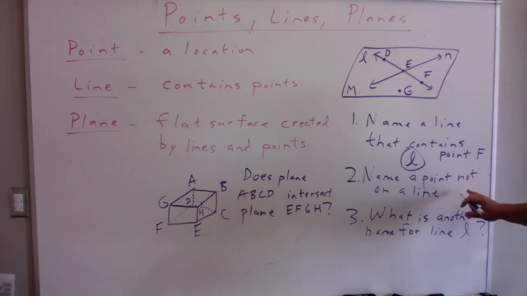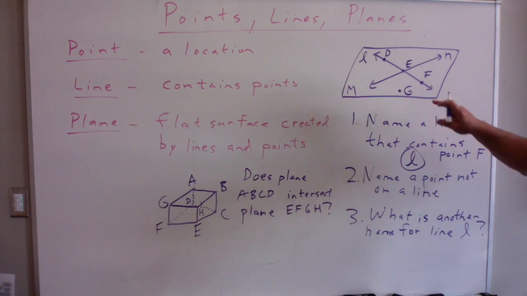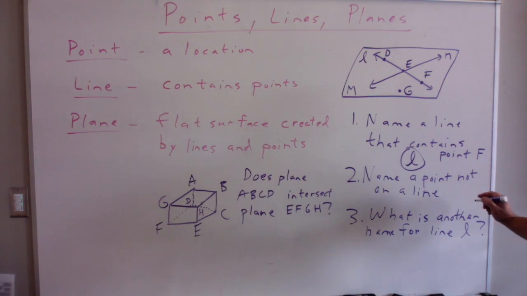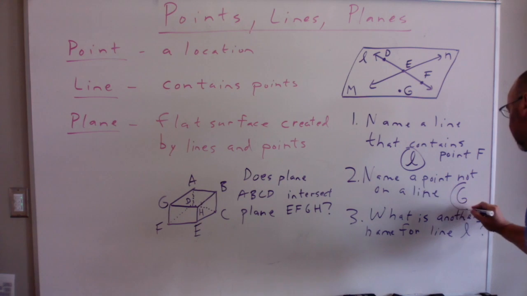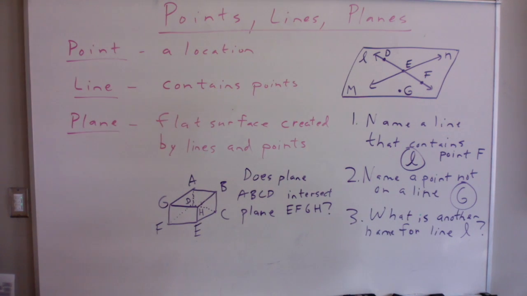Number two, name a point not on a line. So D, E, and F are on a line. Is G on a line? Nope. G is not on a line, so therefore that would be the one that's not on a line.